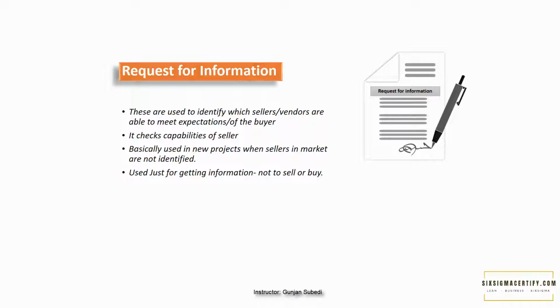We have the second type of bid document, request for quotation. This can be used to request a seller price quote per item, service, meters, or any units of measurement. It focuses only on the price and not on the information like the request for proposal.